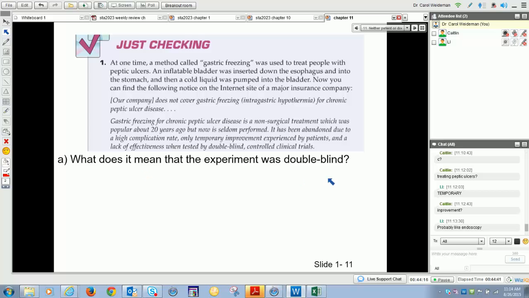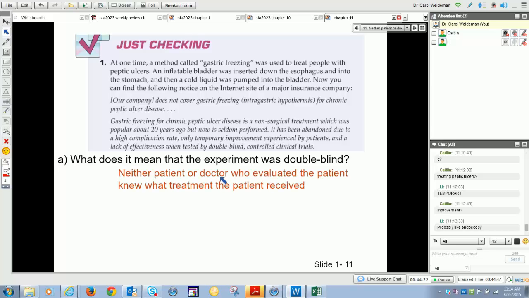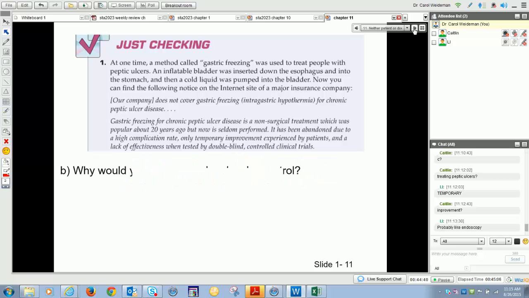What does it mean that the study was double-blinded? So we were just talking about that. It means that neither the patient nor the doctor who evaluated the patient knew what treatment they received. The doctor who treated the patient might know, because remember, there's two levels of double blinding. The doctor who did the procedure could know, but the doctor who evaluates the patient doesn't know. Double blind, nor did the patient.